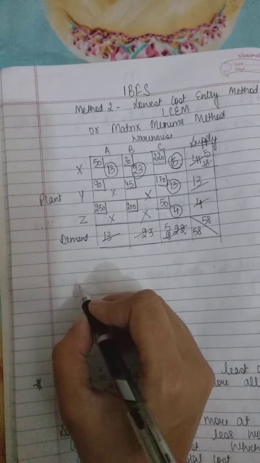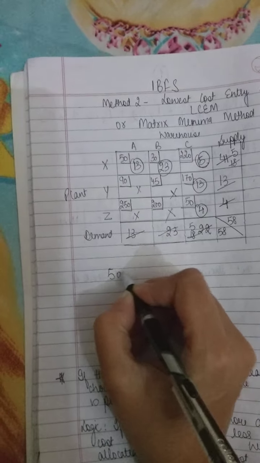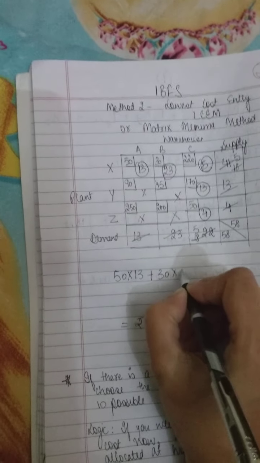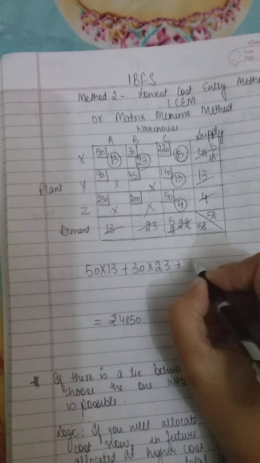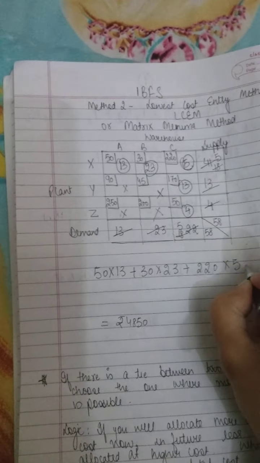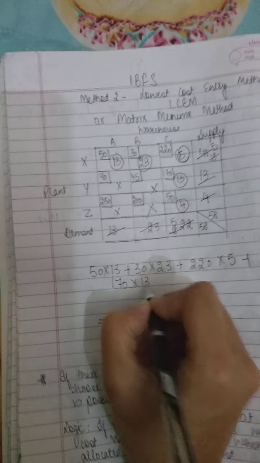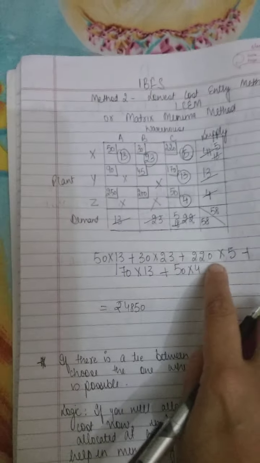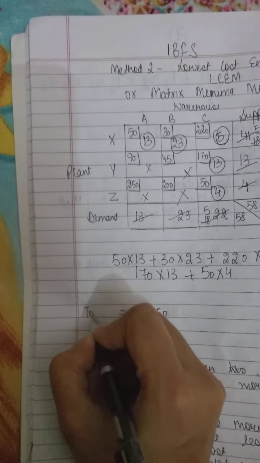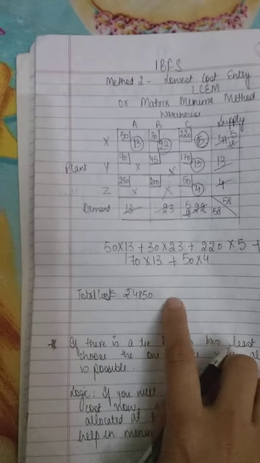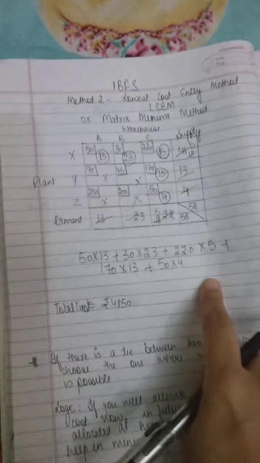So how to calculate the answer? 50 into 13 plus 30 into 23 plus 220 into 5 plus 170 into 13 plus 50 into 4. The total cost will be 4850. So with this the method ends.